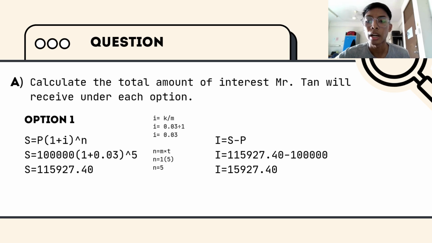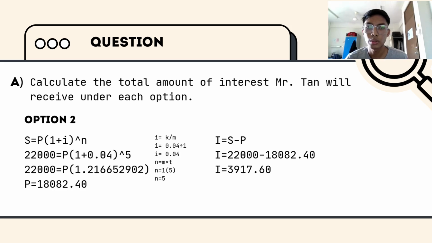S equal to 100,000, open bracket, 1 plus 0.03, close bracket, power of 5. The answer is 115,927.40. Next, to find the interest, we will use the formula of I equal to S minus P. I equal to 115,927.40 minus 100,000. So the answer is 15,927.40.